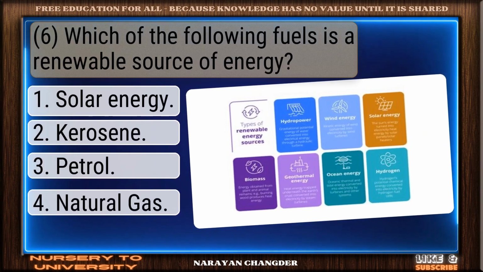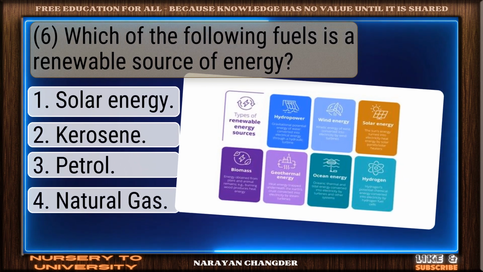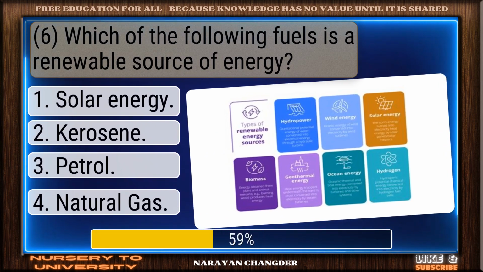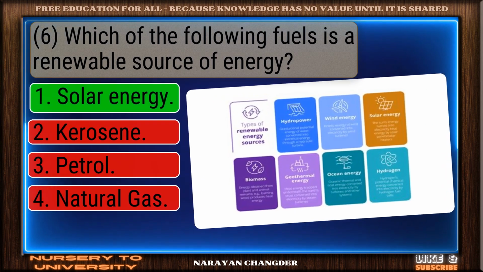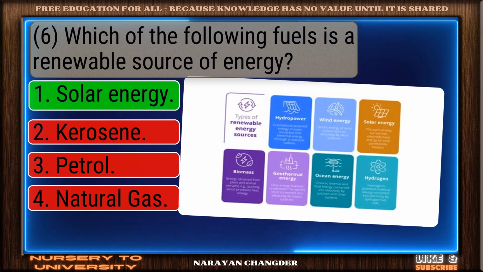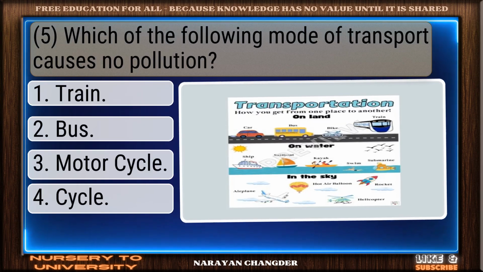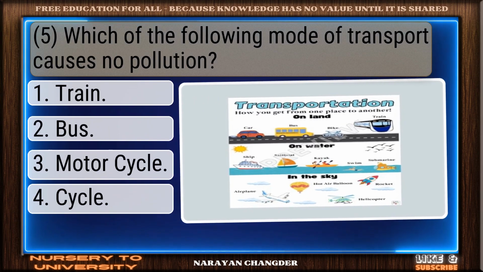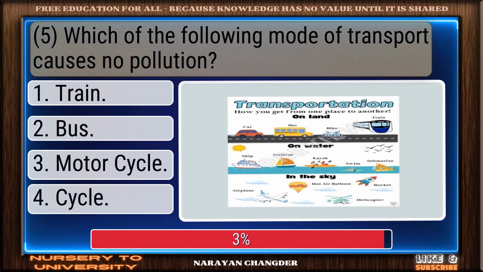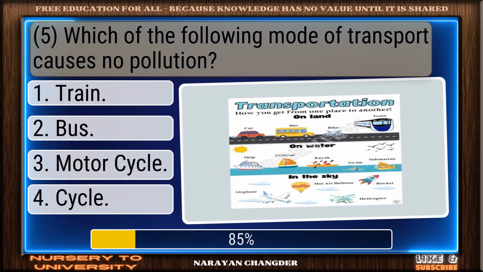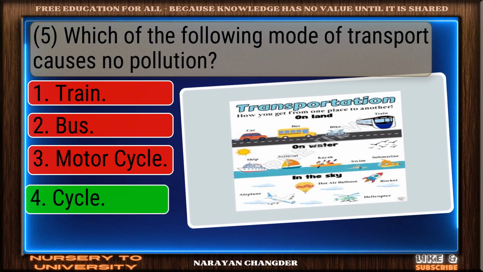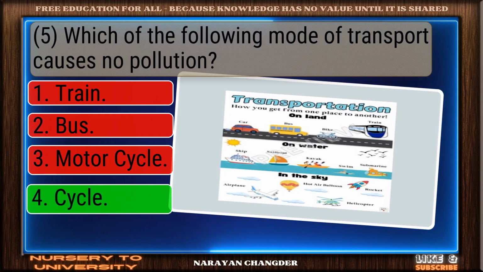Which of the following fuels is a renewable source of energy? Great thinking. Solar energy is the right choice. Which of the following modes of transport causes no pollution? Perfect. Cycle is the correct choice.